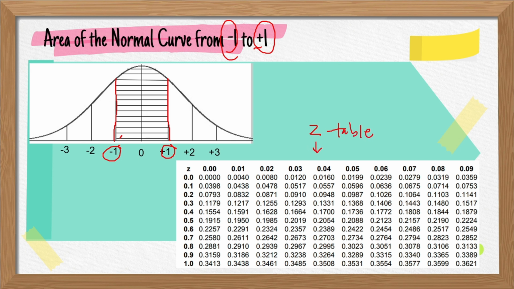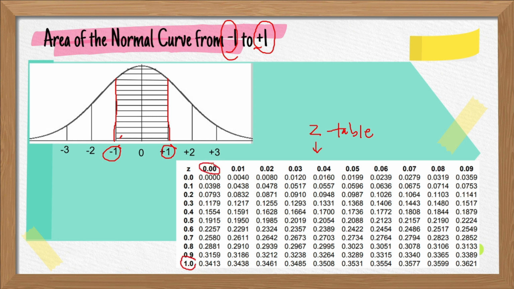So, ito yung z-table. Hahanapin natin yung 1. Siyempre, walang -1 dito, no? Kasi, area to eh. So, paano natin kukunin yung area ng -1 na z-score? So, kung ano yung area dito sa +1, yun din yung area dito sa -1. Okay? So, hanapin natin si 1. So, dito siya.